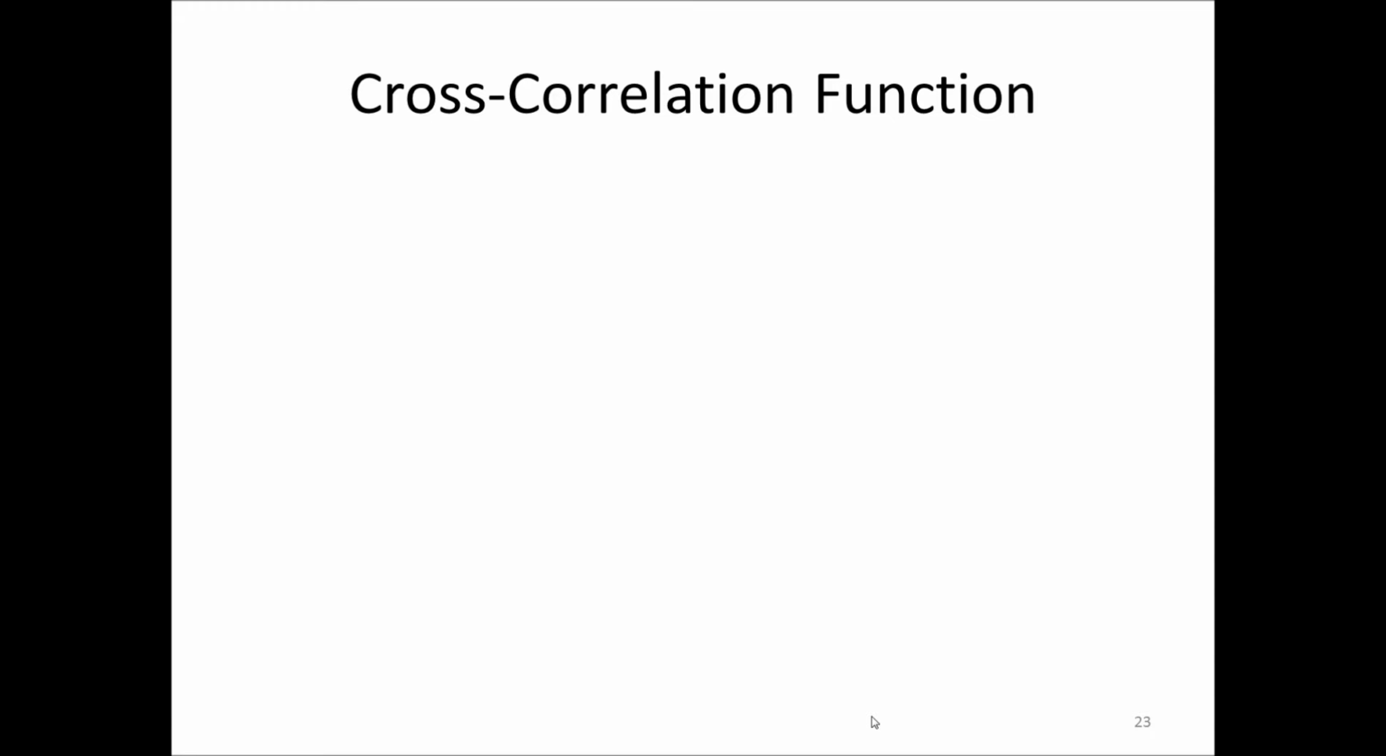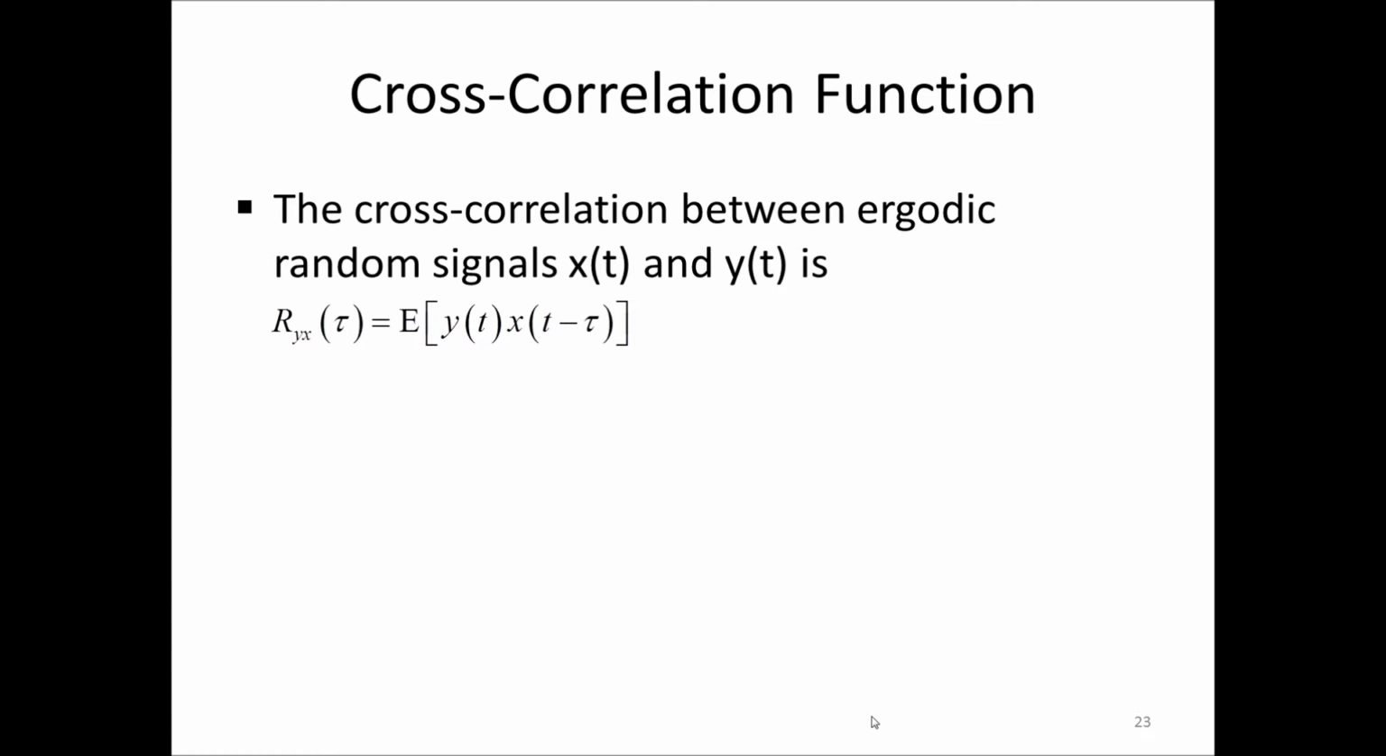Next, the cross-correlation functions. If you have two different random signals, x of t and y of t, the cross-correlation R sub yx of tau is the expected value of y of t times x of t minus tau. So you take the y signal, which is considered as the output typically, as we have used it before, and x of t being the input of a linear system. The average of y of t, x of t minus tau is the cross correlation.